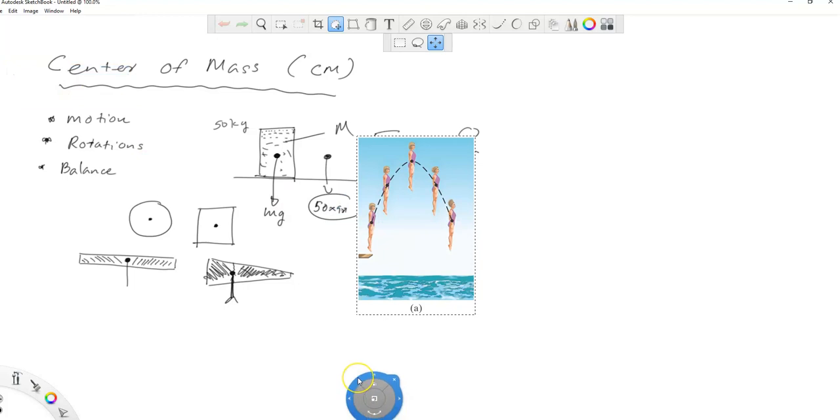Okay, here you see a diver jumping off of a diving board, and in this case the person is pretty much maintaining a straight position, and the center of mass, closer to the hip area, is marked by a black dot. You see that the center of mass moves in a parabolic path. Now let's take a look at another picture.